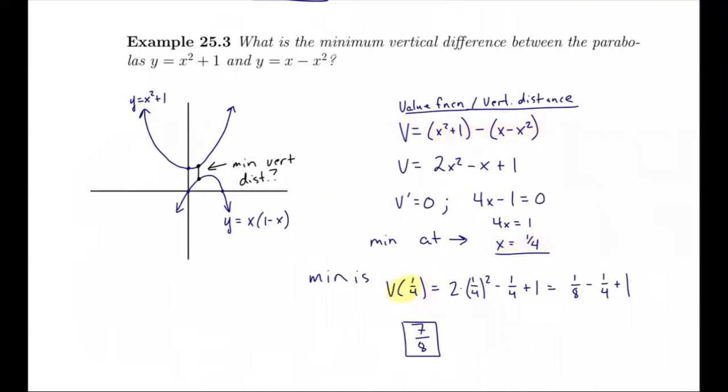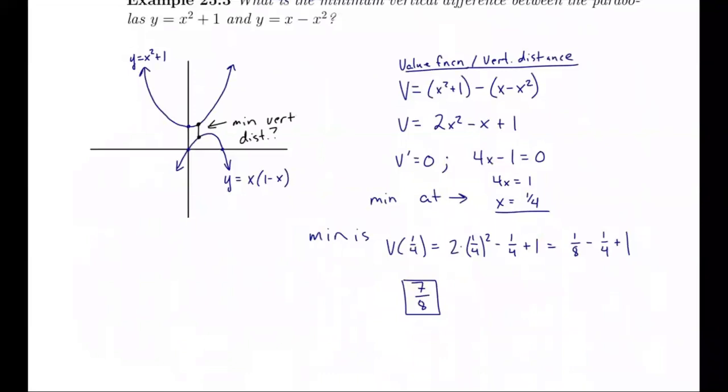So here we do that down below. V of 1/4, I used this expression just because it's a little faster, so that's fine. 2x squared minus x plus 1. X is 1/4 in all cases. And when we're done simplifying that, we get 7/8. So there we are. That's the vertical difference. That's the minimum vertical difference. We found where to come up with it, and then we found what it was.